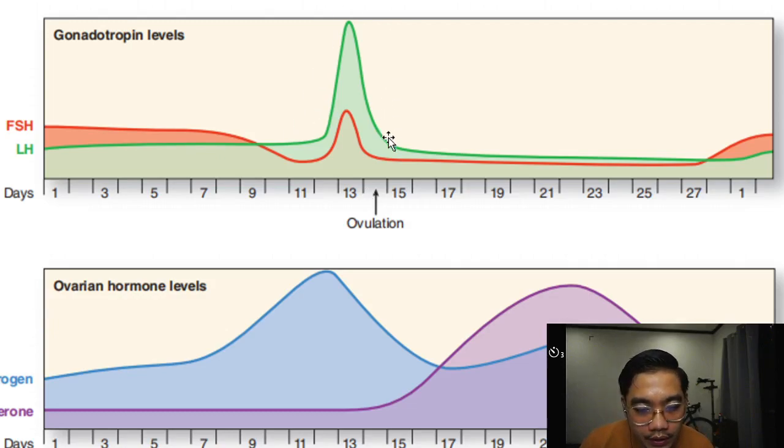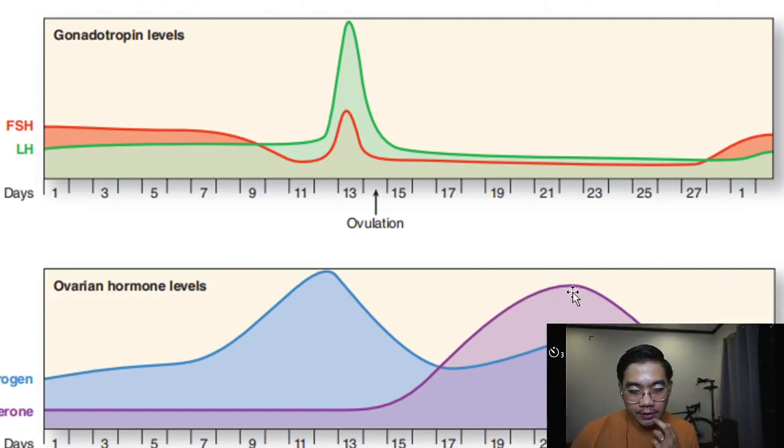So, your LH is here. After ovulation, your corpus luteum is continually stimulated by your LH. And then your corpus luteum will produce your progesterone, and the granulosa lutein cells will also produce estrogen.